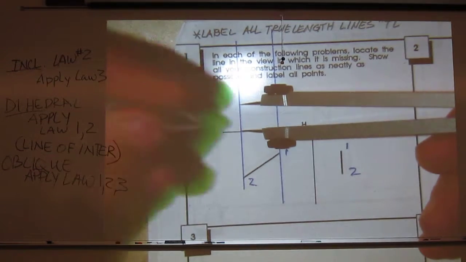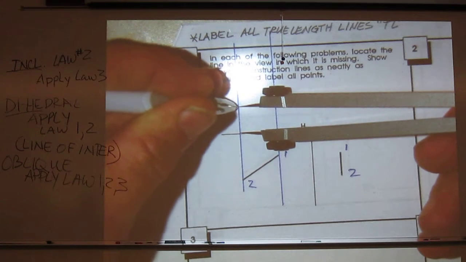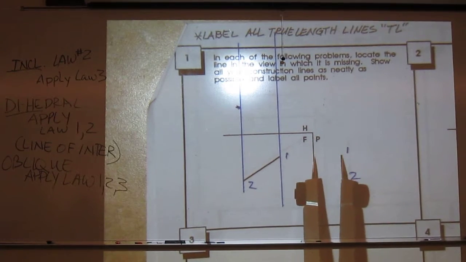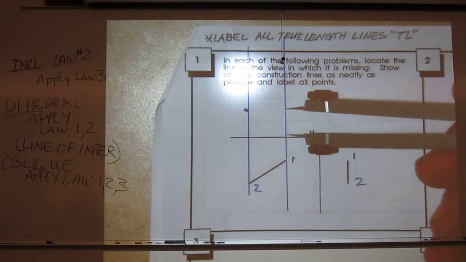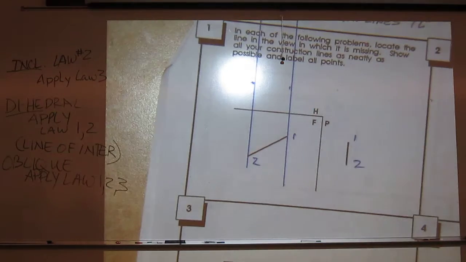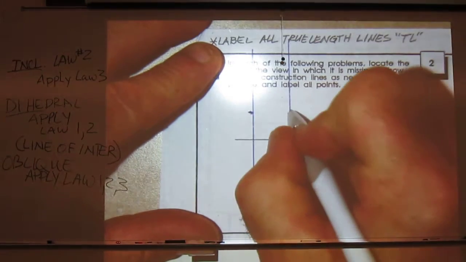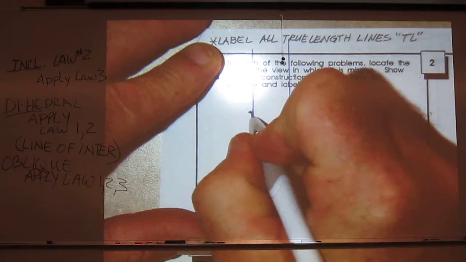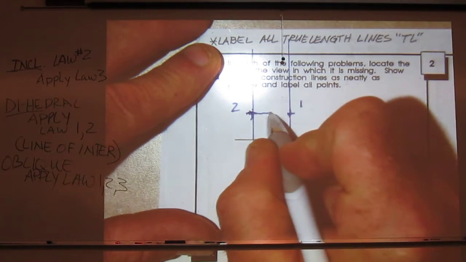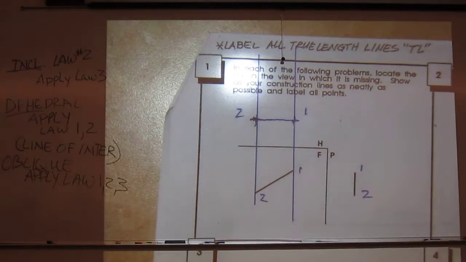Okay. So there's 2. Now 1, you're going to find when you measure this guy is the same distance. So it's here. Where there's point 2, there's point 1. There's my line. Okay, so we've now projected the line. Any questions on that portion?